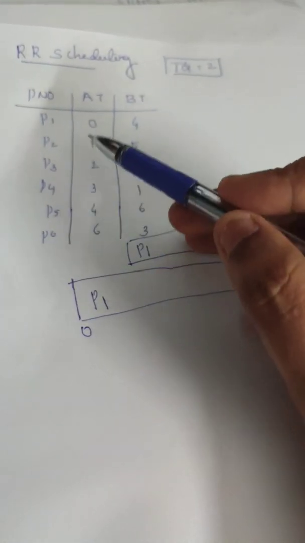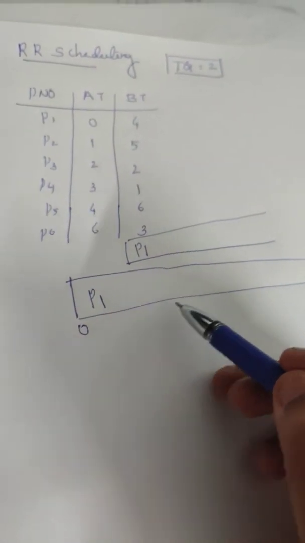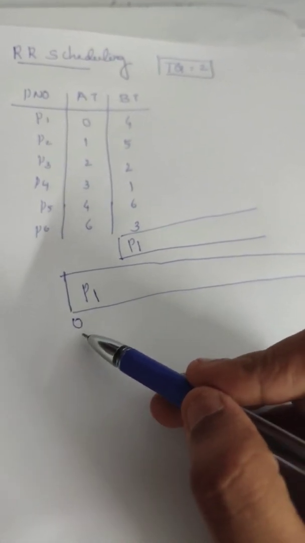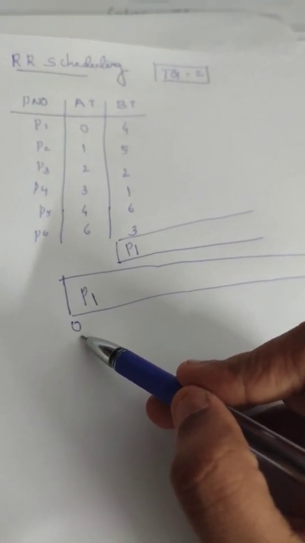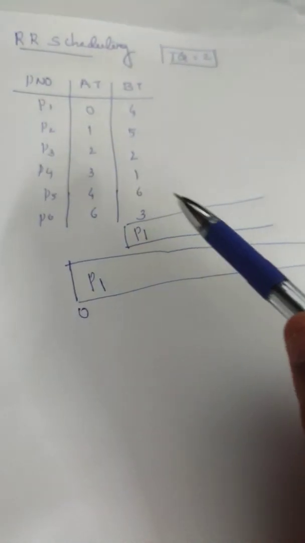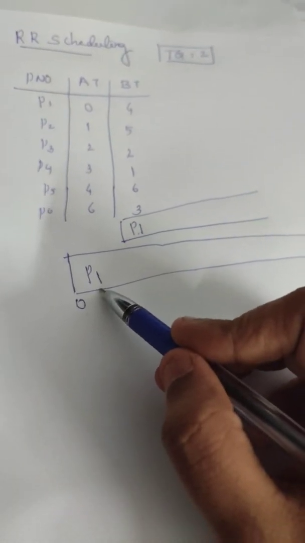Totally 6 processes are given to you. Its arrival time and burst time are also given. Now let us see how to draw the Gantt chart. Initially in the Gantt chart, always start from 0. At arrival time 0, you need to check which process gets inside the ready queue. Only process P1 gets inside the ready queue. So just assign P1 to the Gantt chart.